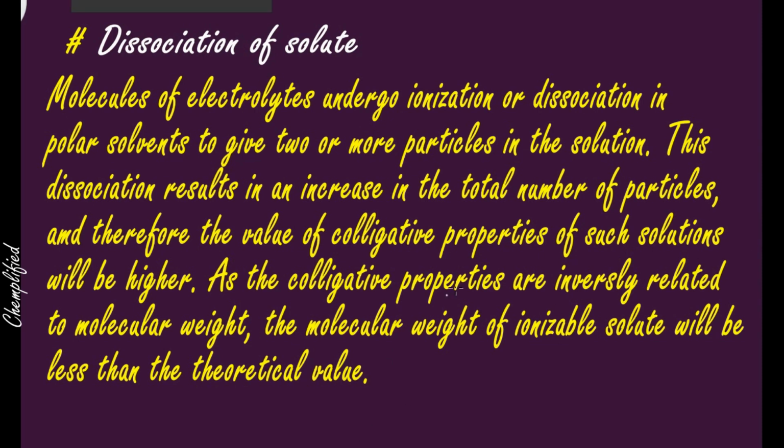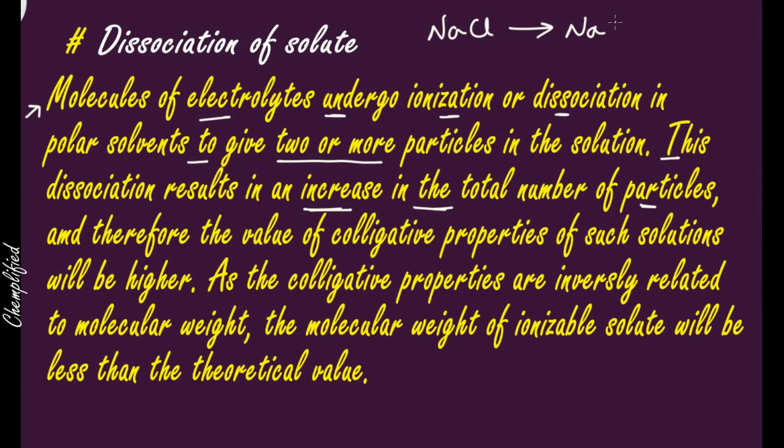Now let's read the statement first. Molecules of electrolytes undergo ionization or dissociation in pure solvent to give two or more particles in the solution. This dissociation results in an increase in the total number of particles. Yes, the number of particles is increasing. Let us take the example of NaCl only. First we have only one component. After dissociation we have two different components, right? So the number of particles in the solution will increase, and therefore the value of colligative property of such solutions will be higher.